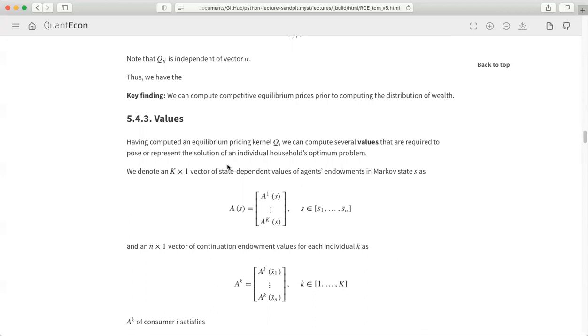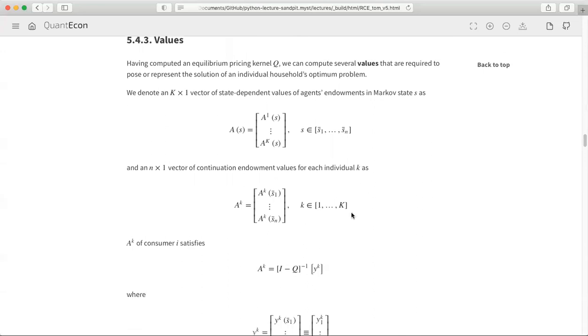Okay, then we talked about how we could compute values. We computed the value of an endowment. We just used our asset pricing formula. This is the value of the kth person's endowment. It's a vector because it depends on what state you're in today.